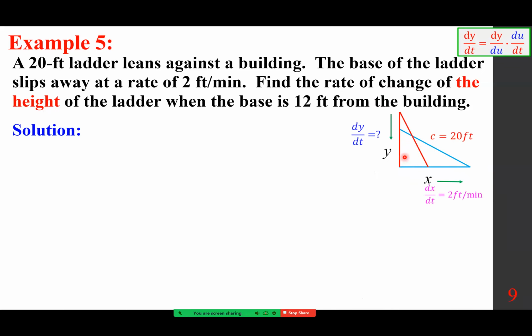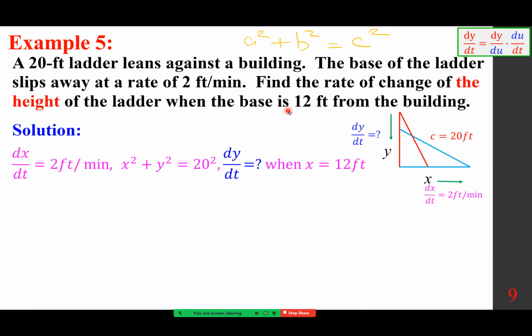And because this is a 90-degree angle, we follow the Pythagorean theorem, which indicates a squared plus b squared equals c squared. So x squared plus y squared is equal to c squared, which happened to be 20 squared. So that's the formula we need. We also know dx/dt. We want to find dy/dt at the moment that the base is 12 feet from the building. So that is the translation of the question in essence.